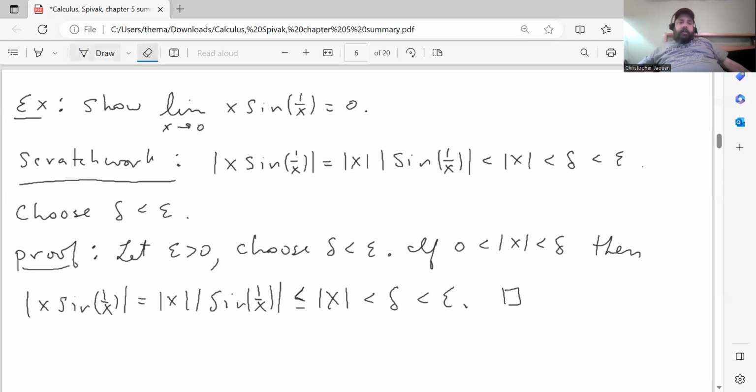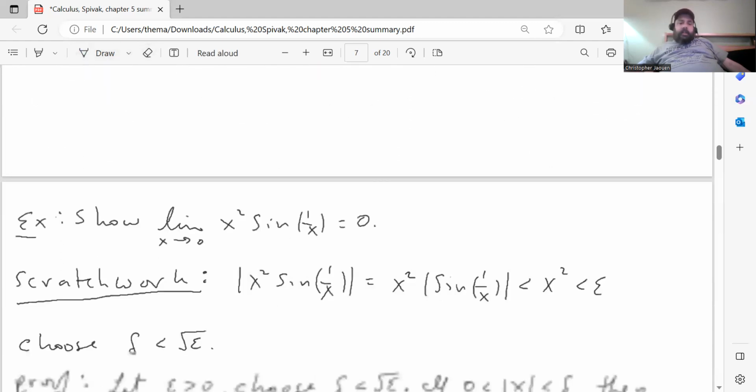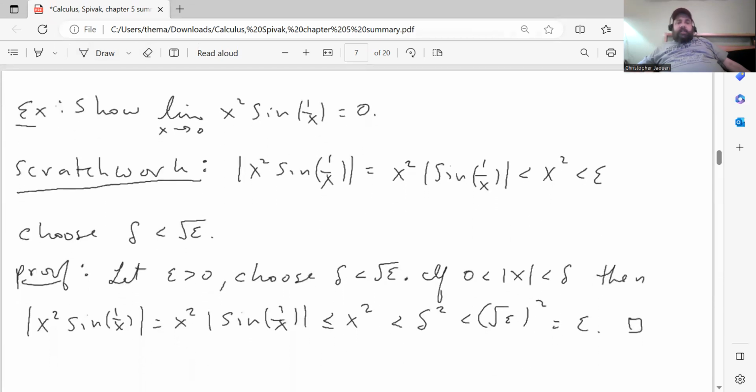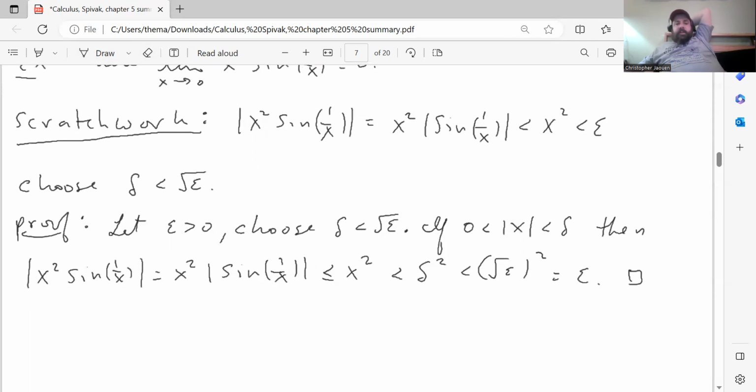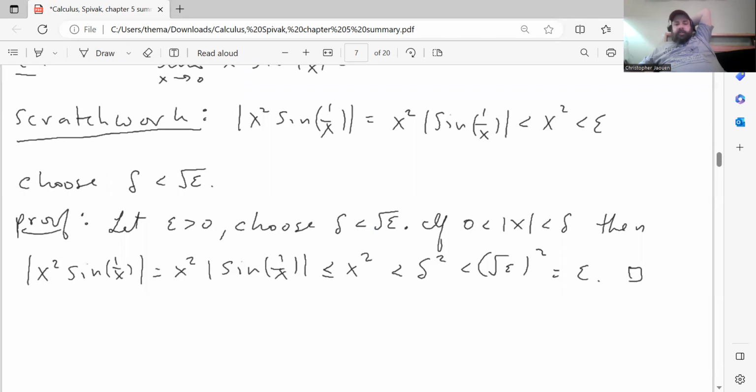Right, and there's a similar example that he does next as well. Instead of x times sine of 1 over x, he does x squared times sine of 1 over x. We want to show that as x goes to 0, that limit is equal to 0. So, similar thing. The only difference here is that when you do the work, you'll see that delta has to be less than the square root of epsilon. So if you choose delta to be less than the square root of epsilon, then you just go through the proof and you see that it works. So I won't go through the details here because it's so similar to the previous one. But you could pause the screen and look at the work here if you want to.